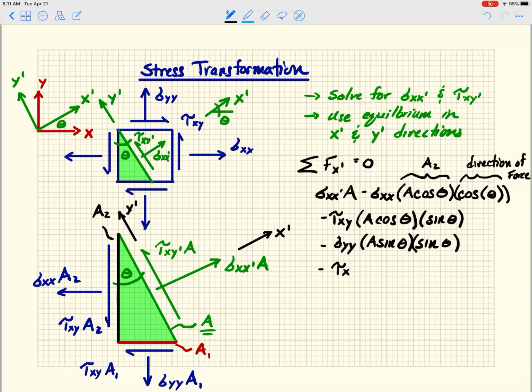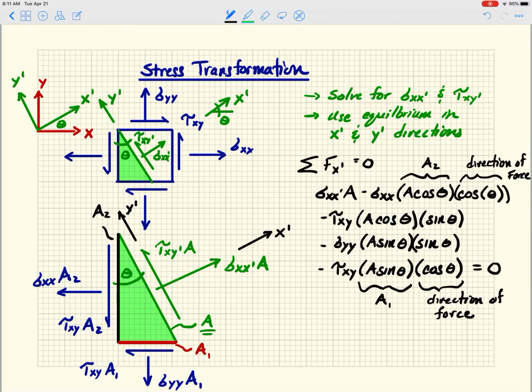And then finally, we've got a tau xy, and this is a sine theta. Again, this is A1. Then I've got to multiply it by cosine theta to pick up the component that is in the x prime direction. So this is for the direction of the force. And all of that equals 0.